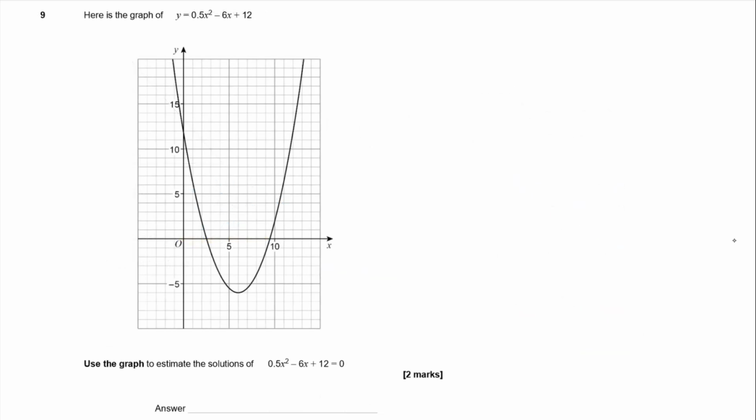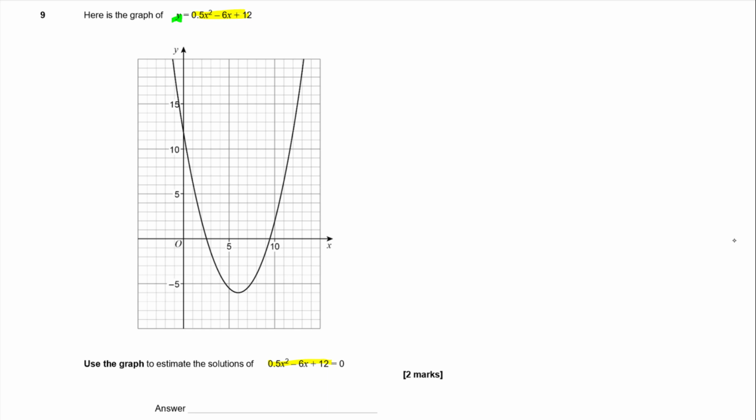Question 9. Here's the graph of y equals a half x squared minus 6x plus 12. Use your graph to estimate the solution of half x squared minus 6x plus 12 is equal to 0. Okay, so notice we've got the same thing here. Here it's equal to y, here it's equal to 0.